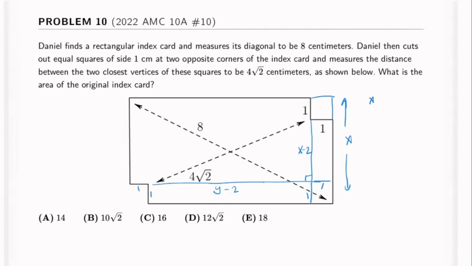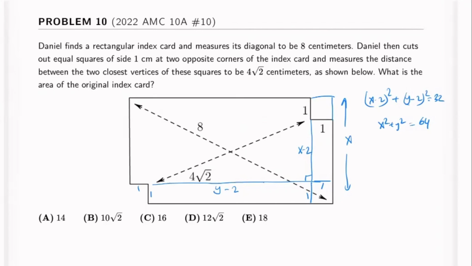If I use the Pythagorean theorem, x minus 2 squared plus y minus 2 squared is equal to 4 root 2 squared, which is 32. And if I use the Pythagorean theorem in the larger one, you got x squared plus y squared is equal to 8 squared, which is 64. Okay, so that is something. What we just need now is the area of the original one, which is x times y.